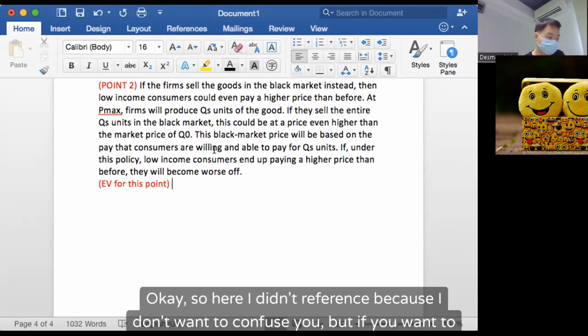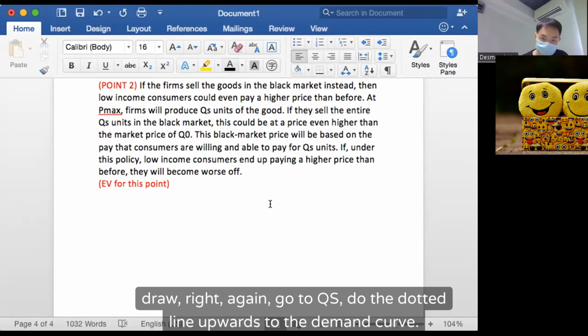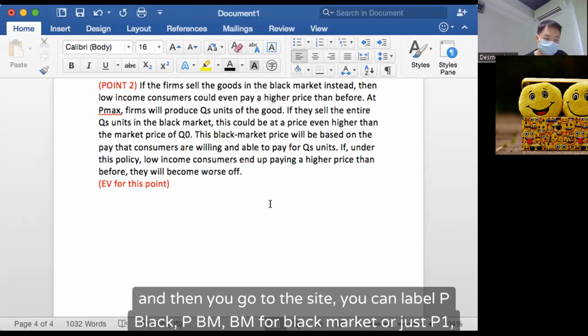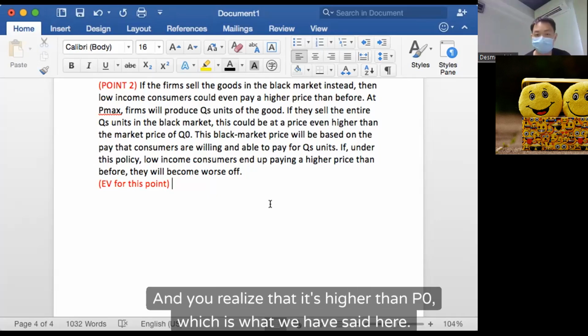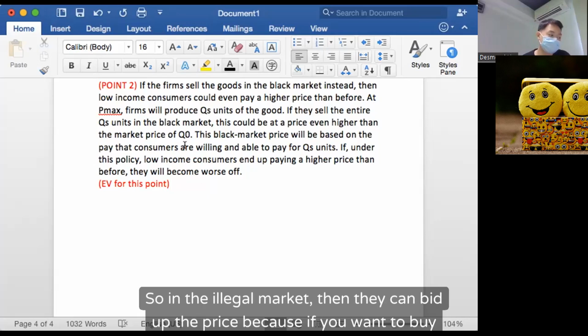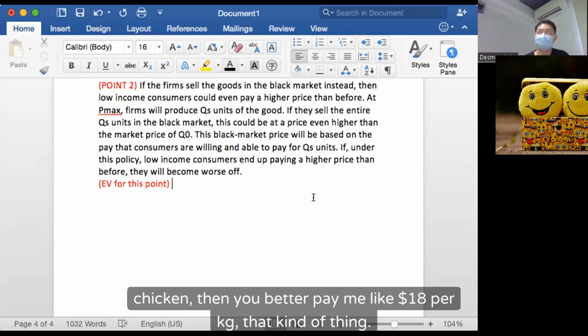Here I didn't reference it because I don't want to confuse you, but if you want to draw, again, go to QS, draw the dotted line upwards to the demand curve, and then go to the side. You can label it P black, P BM for black market, or just P1, up to you. That will be the black market price, and you realize that it is higher than P0, which is what we have said here. So in the illegal market, they can raise the price, because if you want to buy chicken, you better pay me like $18 per kg, that kind of thing.